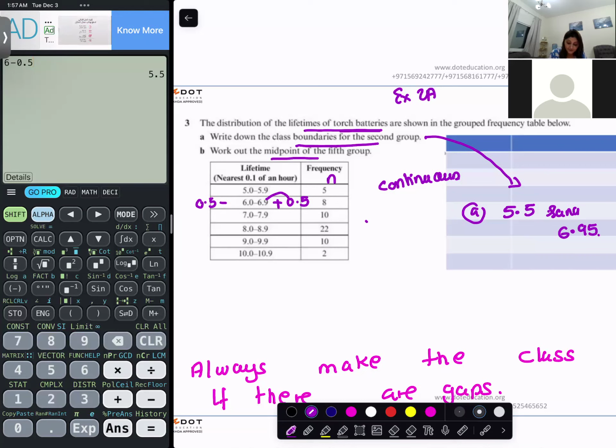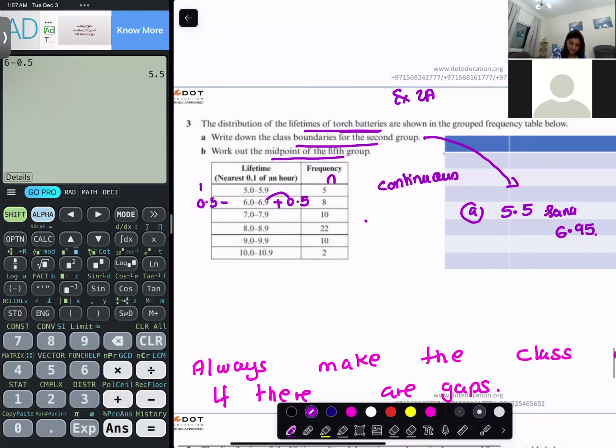Write the midpoint of the fifth group. So this is the first, second, third, fourth, fifth. To do anything, first you need to make the data continuous. So this would be 9 minus 0.5, so it's 8.5. And to the upper bound I will add 0.5, 9.9 plus 0.5. So this would be 10.4.